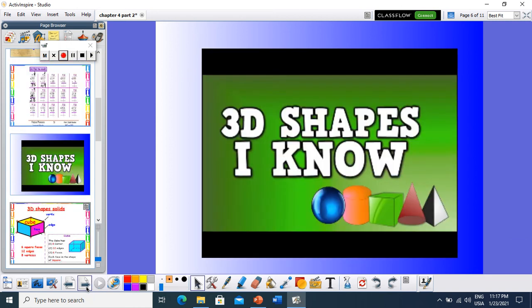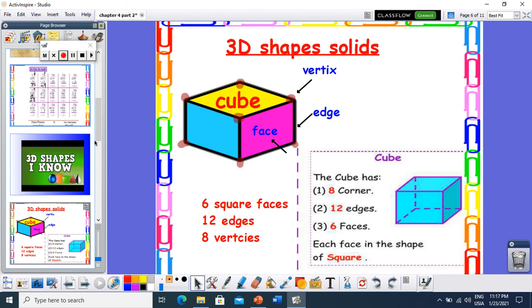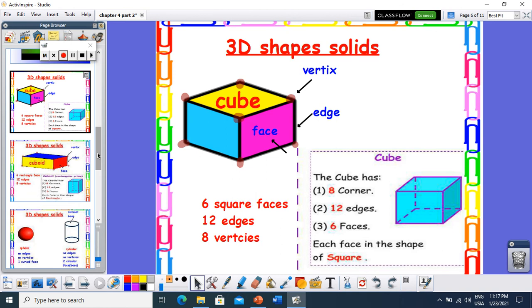Okay guys, so now let's start the 3D shapes, which are solids. So let's see the first shape with us today. So what's your name? My name is Cube.